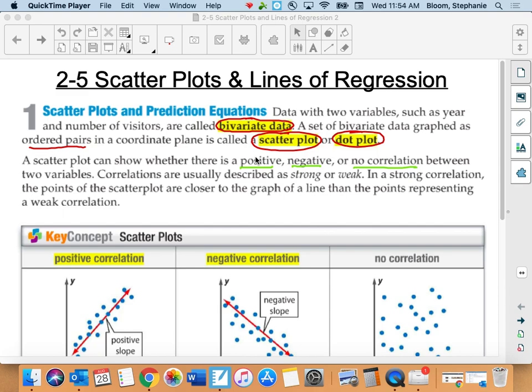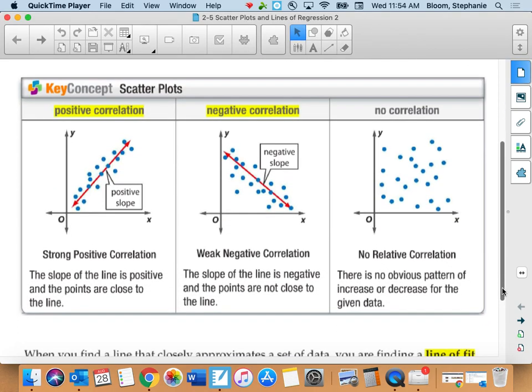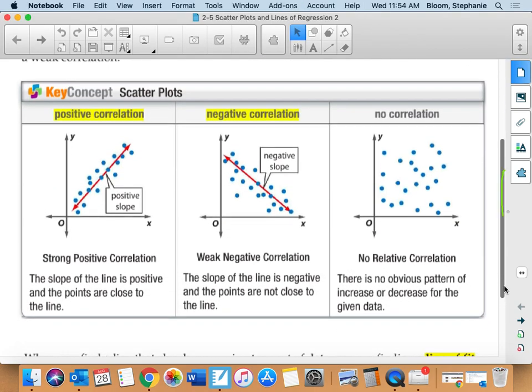And if it's a strong correlation here, the points of the scatter plot are closer to the graph of a line than the points representing a weak one. So if there is a correlation, I'm going to scroll down here, then you will see the examples. This is a positive correlation. Notice that for this positive correlation, I can draw a line that's going uphill from left to right, so it has a positive slope. And notice that those dots are pretty close to that line, so that would be a pretty strong correlation because those dots are close.